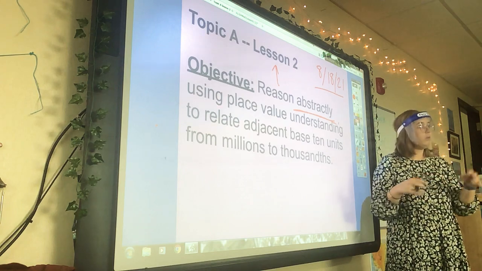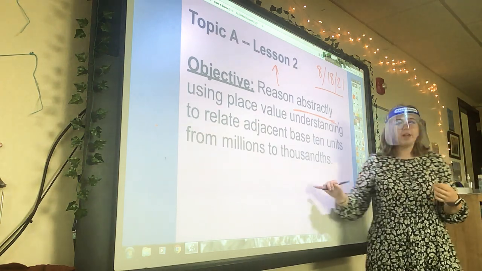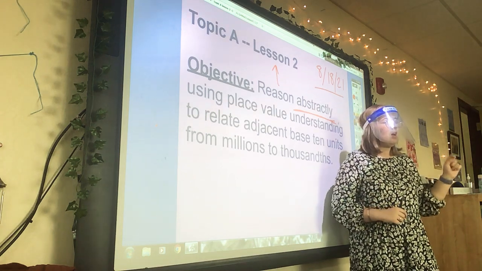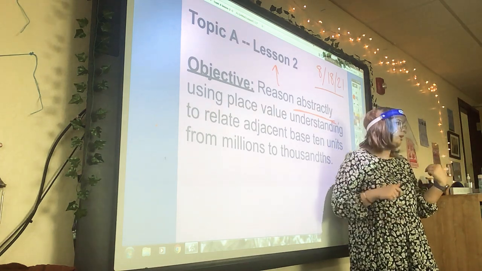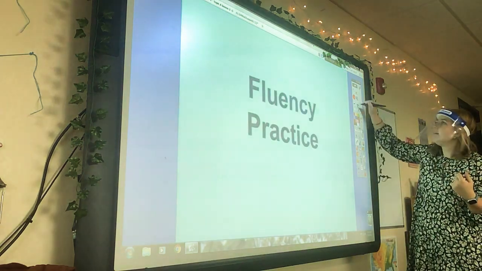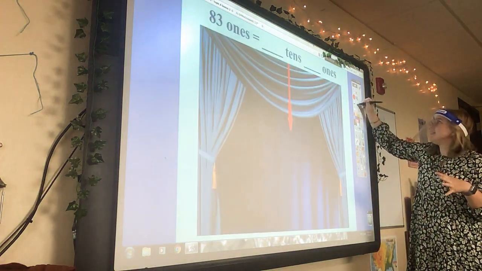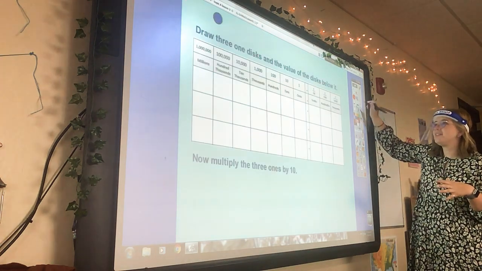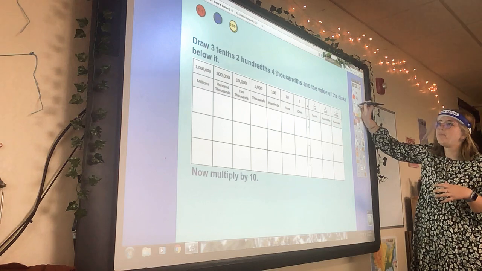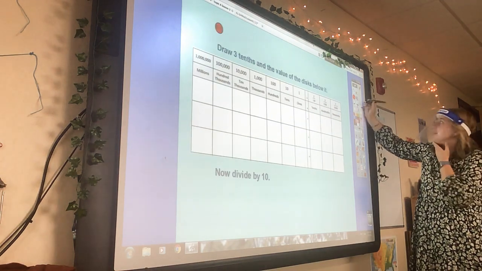So we're not working on the place value chart, we're not physically moving the numbers, but we're going to move the decimal today using our knowledge from yesterday, okay? So we're going to get started. We're going to kind of skip our fluency practice today just because I want you guys to have enough time to get questions answered and stuff.